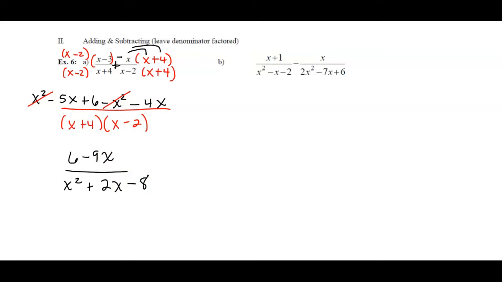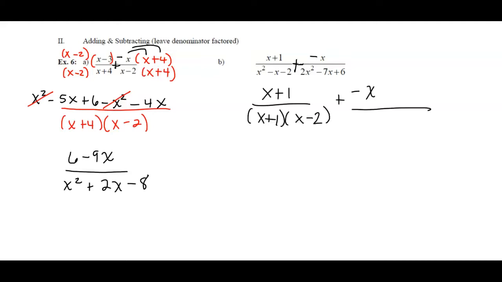Example 6b, last example. Again, I worry about the subtraction in the middle getting lost, so I do recommend writing this as plus the opposite. So now what we're going to do is factor everything. When I factor 2x squared subtract 7x plus 6, here's another method. Because this is a really simple quadratic equation, you might just want to do guess and check. 2x times x is 2x squared. We need to get a positive 6. So you can try some numbers and then erase if you need to.